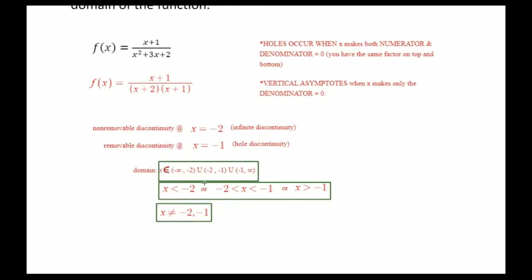So I'm kind of going way more in detail on the domain here than you really need. But basically, you want to just include all real numbers except for these points of discontinuity when you're dealing with a rational function.